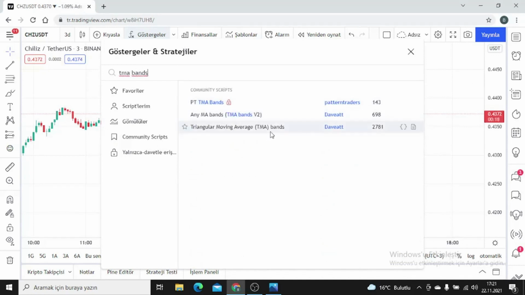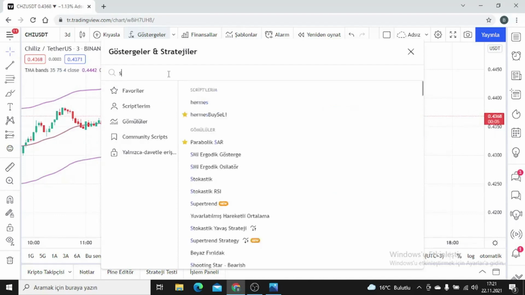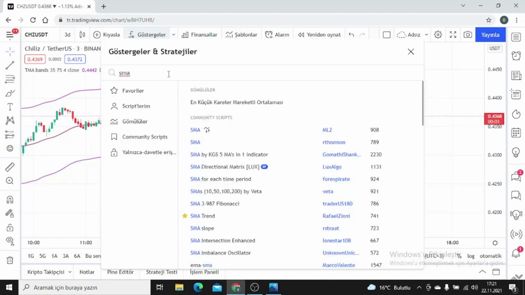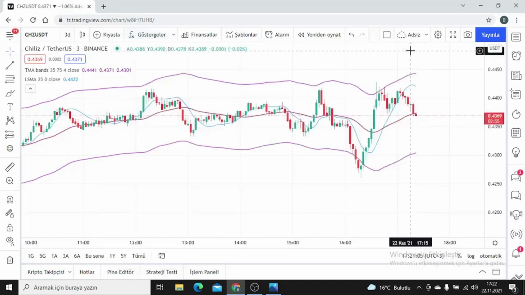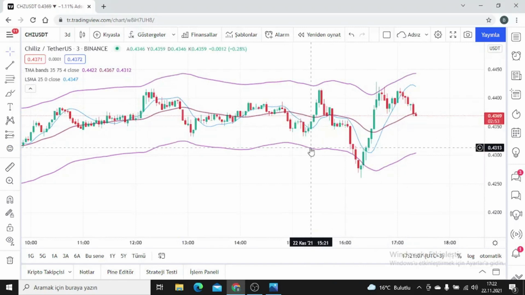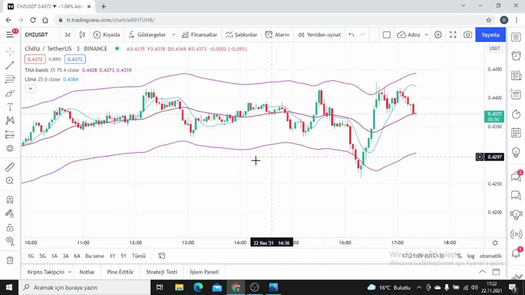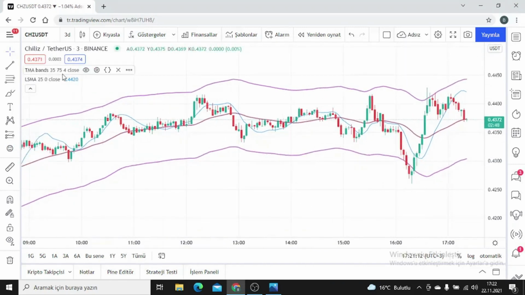Without wasting time, we are opening up the indicator we call TMA bands, which is our first indicator from the indicators section, friends. Secondly, we open the LSMA indicator, which means the moving averages that we use constantly in scalping transactions. When we write it as LSMA, it appears as the least squares moving average in the built-in section. I open an LSMA and I will change the input settings here.